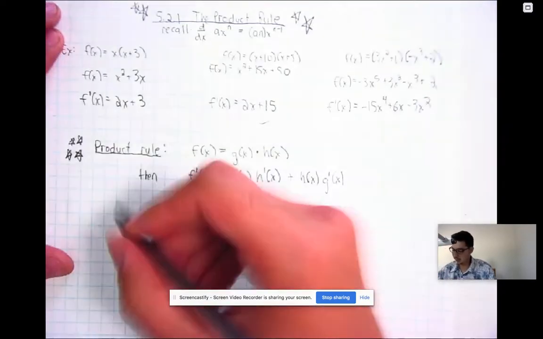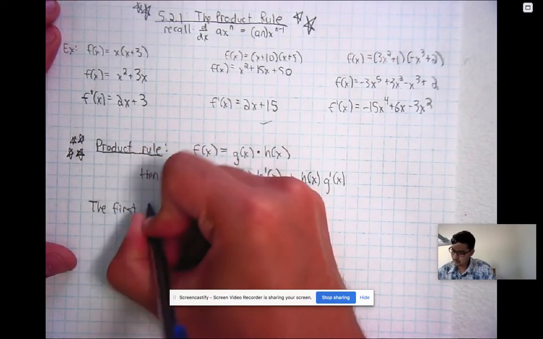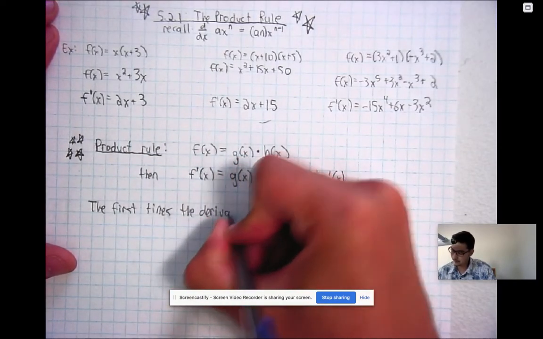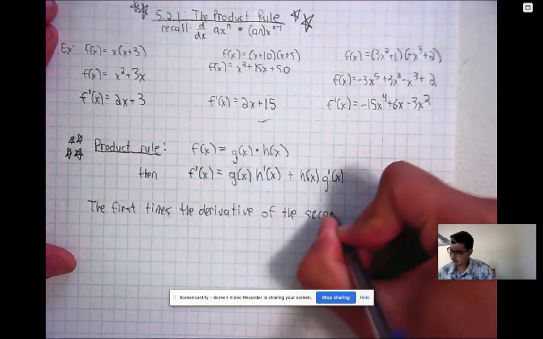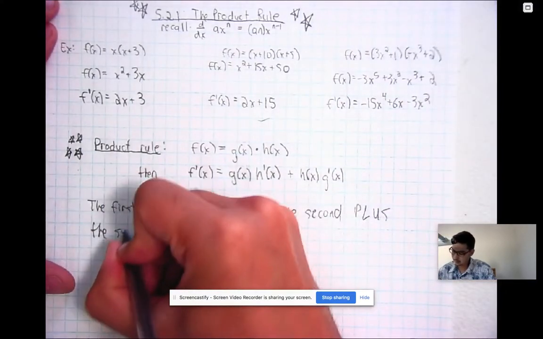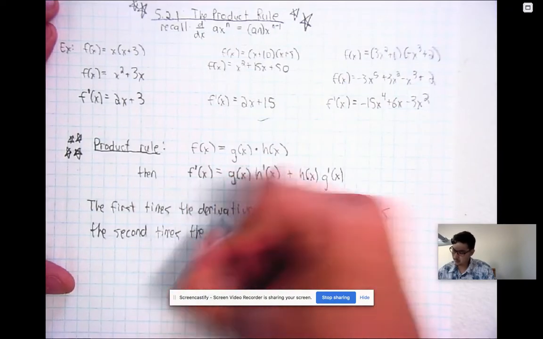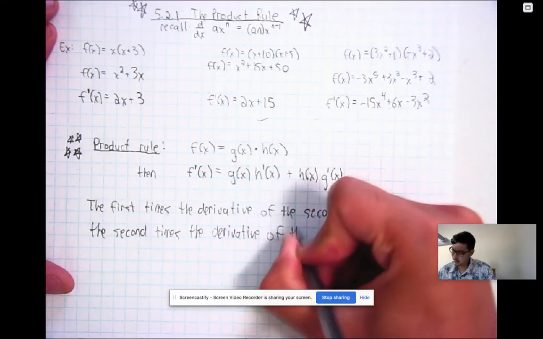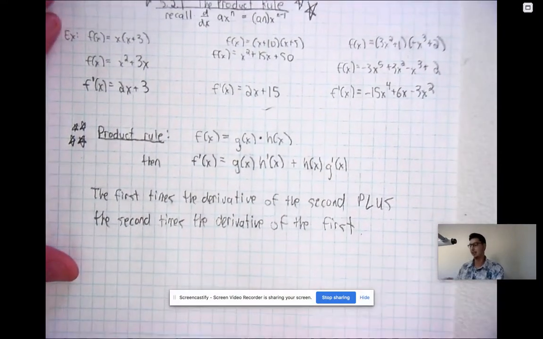And in words, it is the first times the derivative of the second plus the second times the derivative of the first. And that's what that's saying there in words.